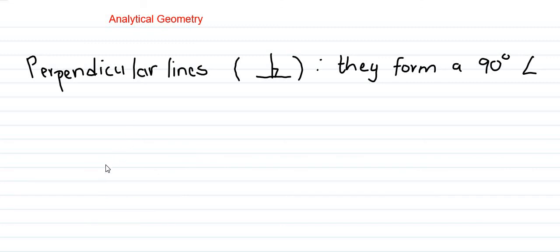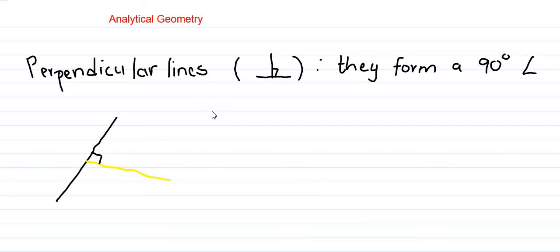So you will find that you have line 1, and then line 1 goes upwards. And then you have a second line, and then the second line is going down here. And then where these two lines meet here, they form a 90-degree angle.